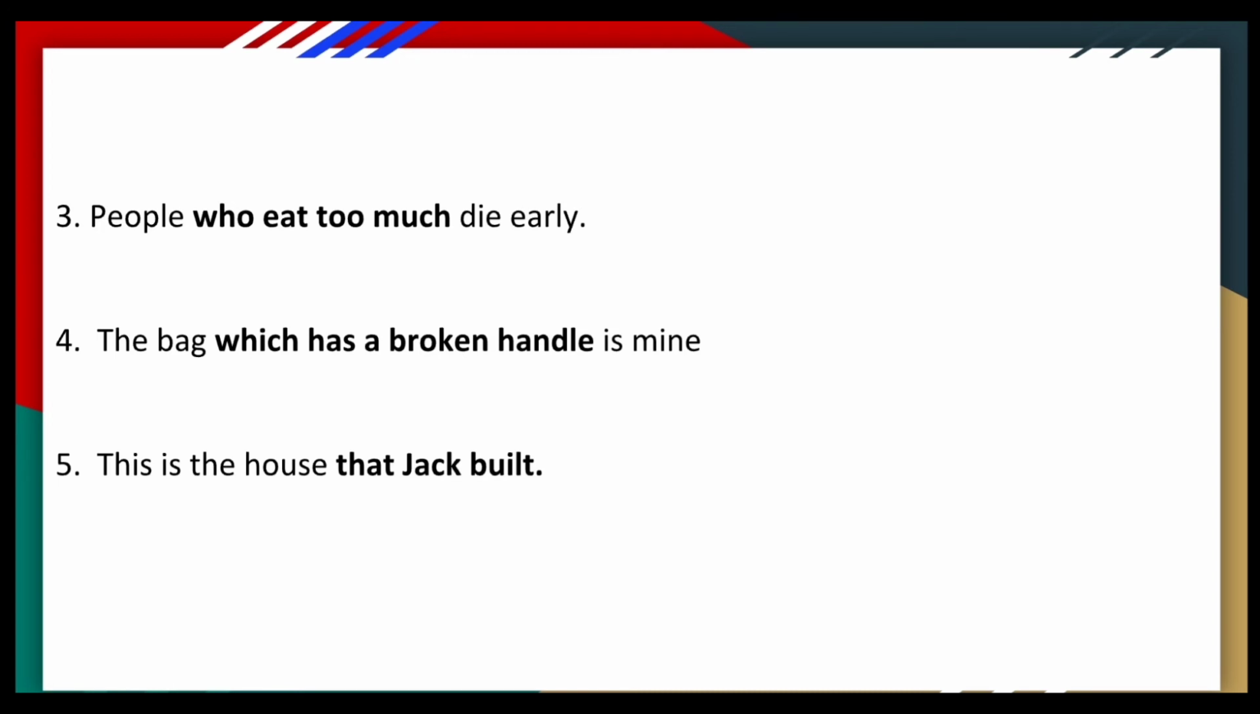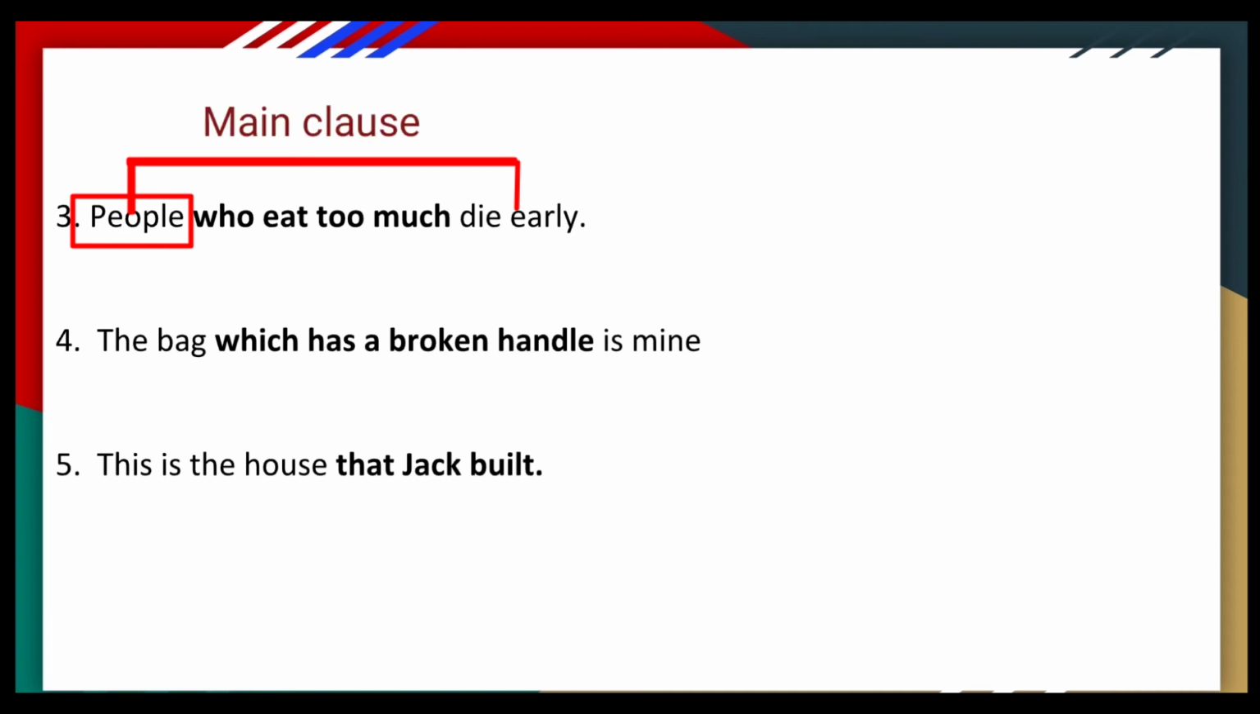People who eat too much die early. In this sentence, only people is not your main clause. People die early is your main clause, and who eat too much is your subordinate clause. Who eat too much? People. Which people? Who eat too much? So we are getting the answer if we are asking the question by which to our noun. And so who eat too much is our adjective clause.